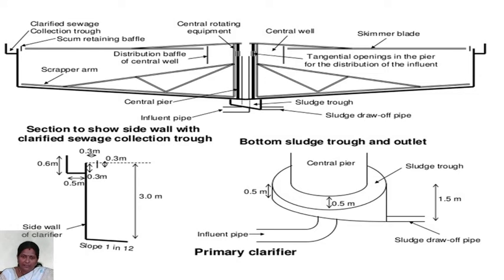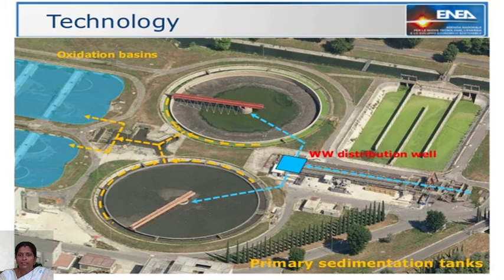So in the next diagram we can see the detailing. This is the sedimentation tank in the treatment plant. This one is the circular type sedimentation tank, the primary sedimentation tank. After the bar screen and grit chamber process, the wastewater will enter into the tank. After this process, it goes to the secondary treatment process.